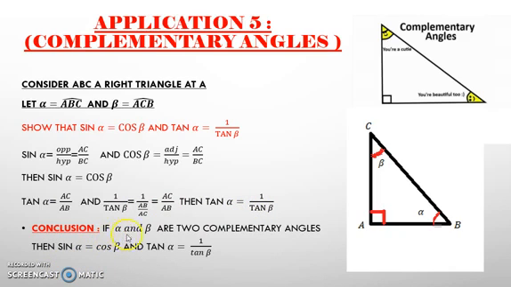Conclusion. If alpha and beta are two complementary angles, then sine alpha is equal to cosine beta, and cosine alpha is equal to sine beta. And tangent of alpha is equal to 1 over tangent of beta.